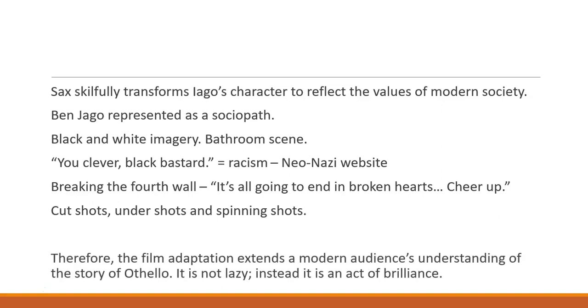Therefore, the film adaptation extends a modern audience's understanding of the story of Othello. It is not lazy, instead it is an act of brilliance. And once again, I'm not saying that it has no relevance to society. It does. It's an act. It's a brilliant act. It's very clever. It's very relevant. So that's one approach that you can take.